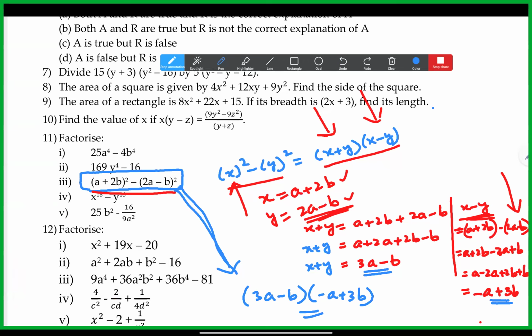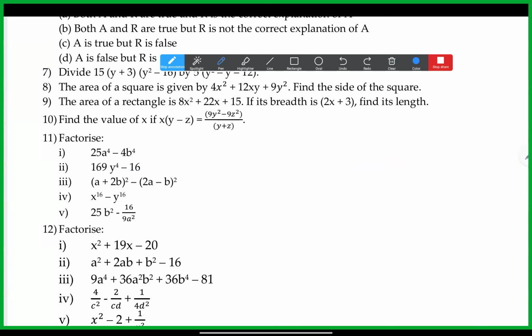Some teachers will write, since the first minus is there, minus a plus 3b, they'll rewrite it as 3b minus a, both are same. Okay, this part. Okay, sir. This, Maisha: 3b minus a.